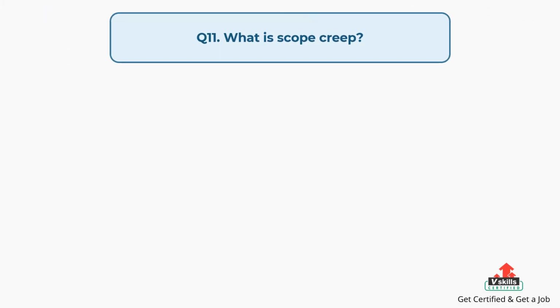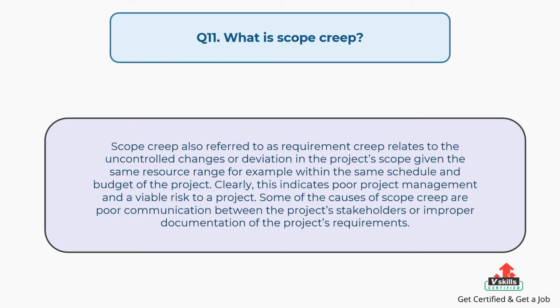Question number 11. What is scope creep? The answer is, scope creep, also referred to as requirement creep, relates to the uncontrolled changes or deviation in the project's scope given the same resource range, for example, within the same schedule and budget of the project. Clearly, this indicates poor project management and a viable risk to a project. Some of the causes of scope creep are poor communication between the project's stakeholders or improper documentation of the project's requirements.